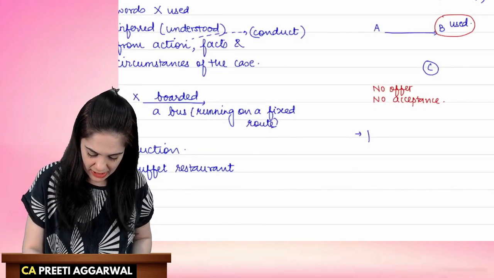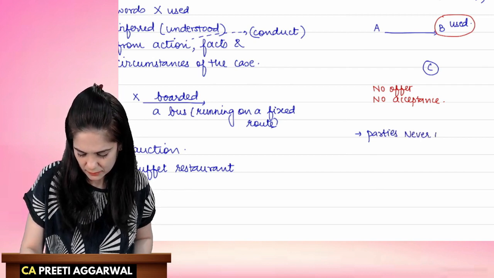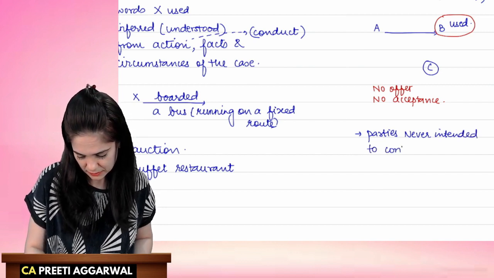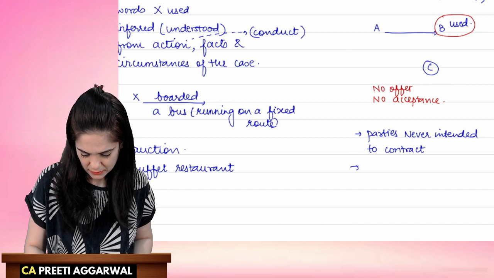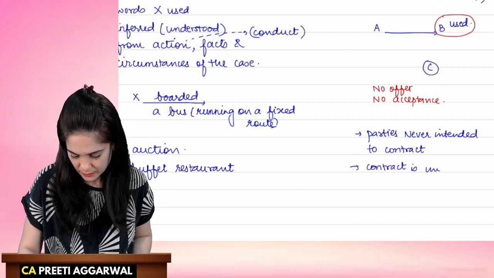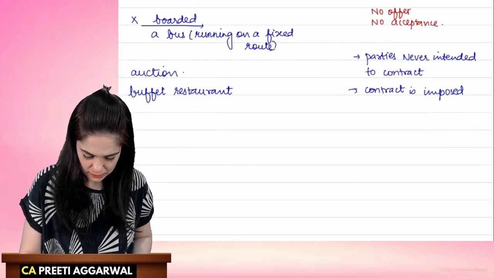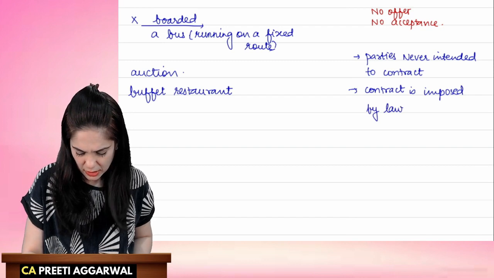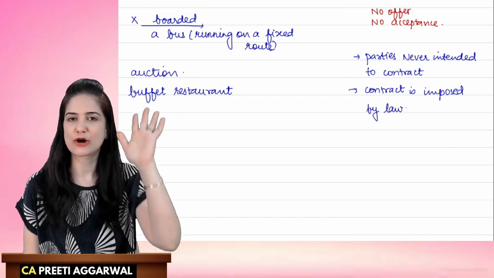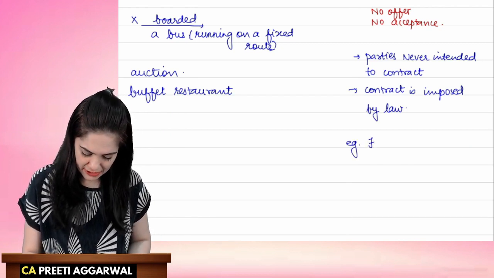So in this case, parties never intended to contract, but the contract is imposed by law. Parties never intended to contract. Law says that there is a contract between you two. Another example is finder of goods.